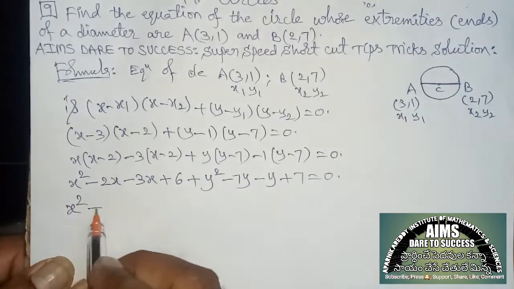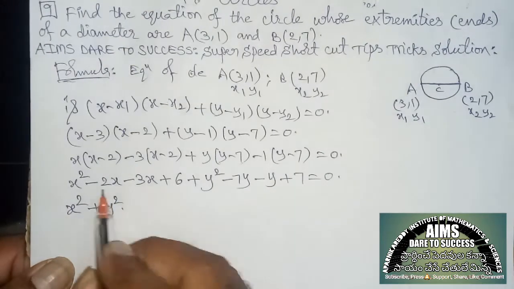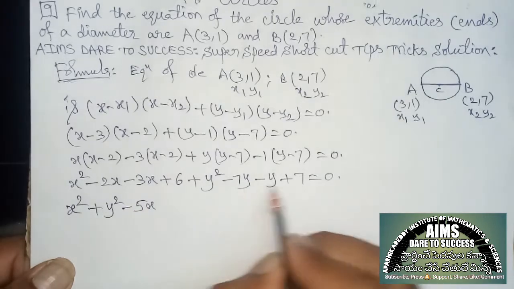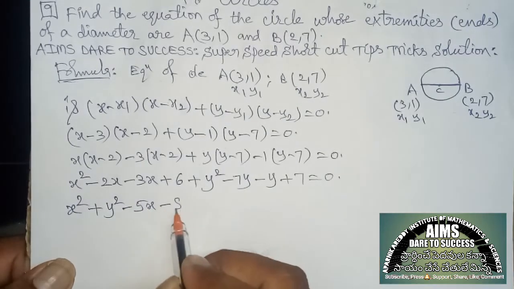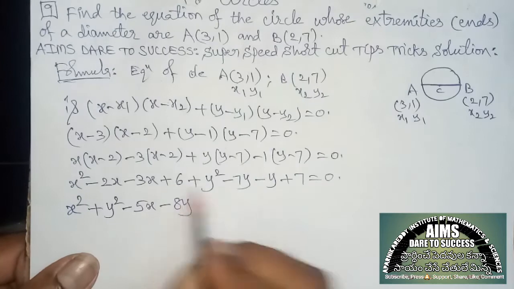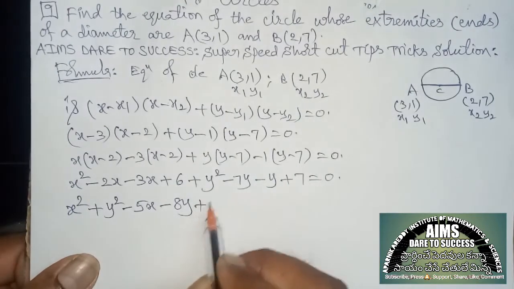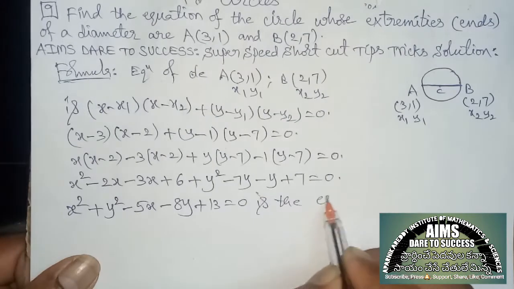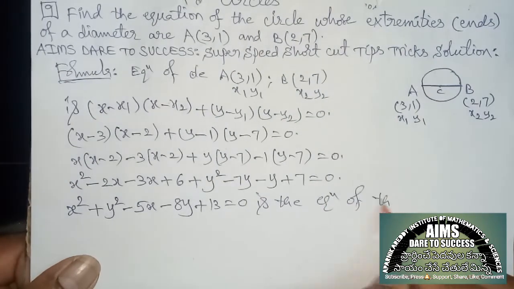Next I am writing serially, we get x square plus y square. Next x term: minus 2x minus 3x is minus 5x. Next y term: minus 7y minus y is minus 8y. Next constant terms: 6 plus 7 is 13, is equal to 0, is the equation of the circle.